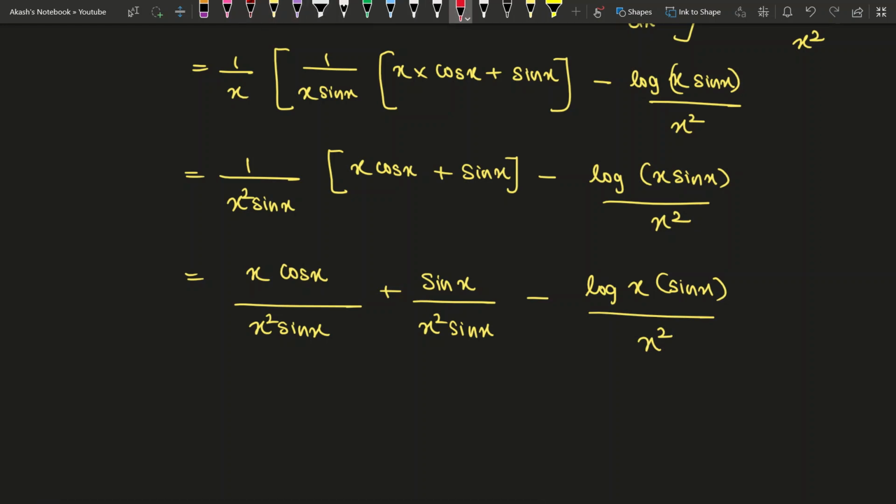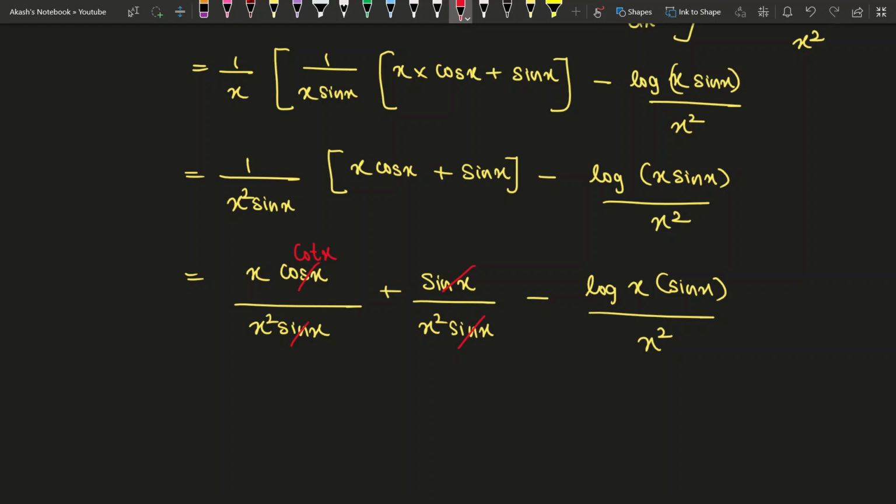We can cancel out the sin x and sin x. If you cancel out cos x by sin x, you will be getting the cot x. Okay.